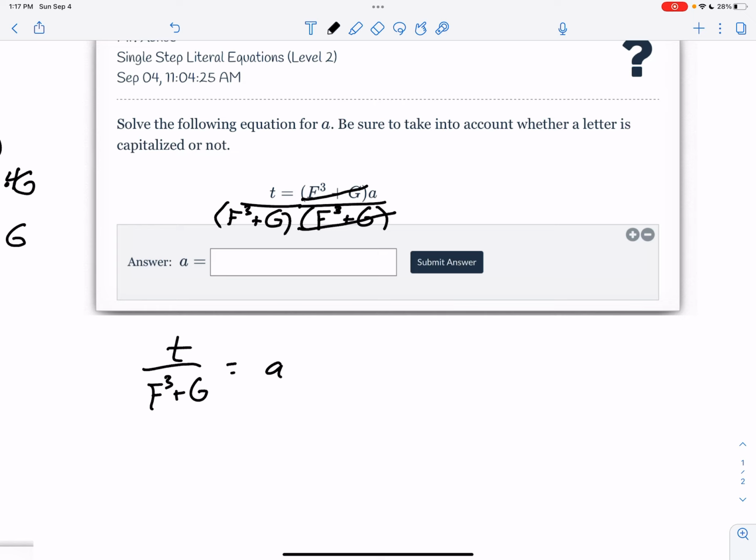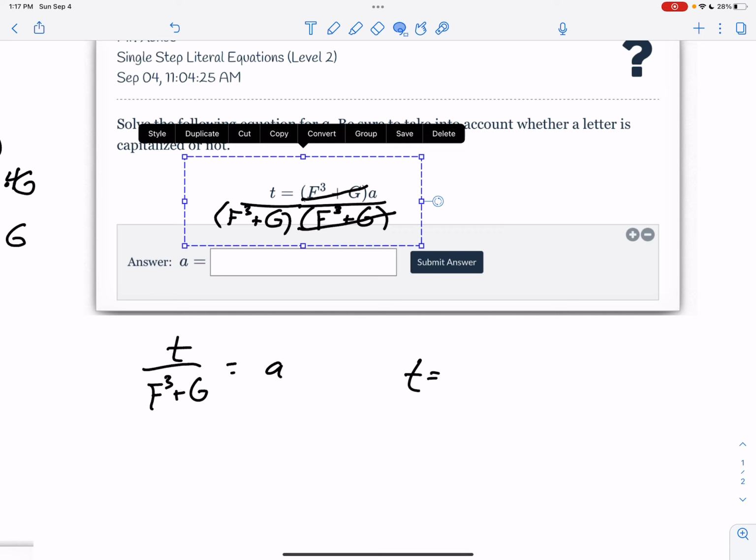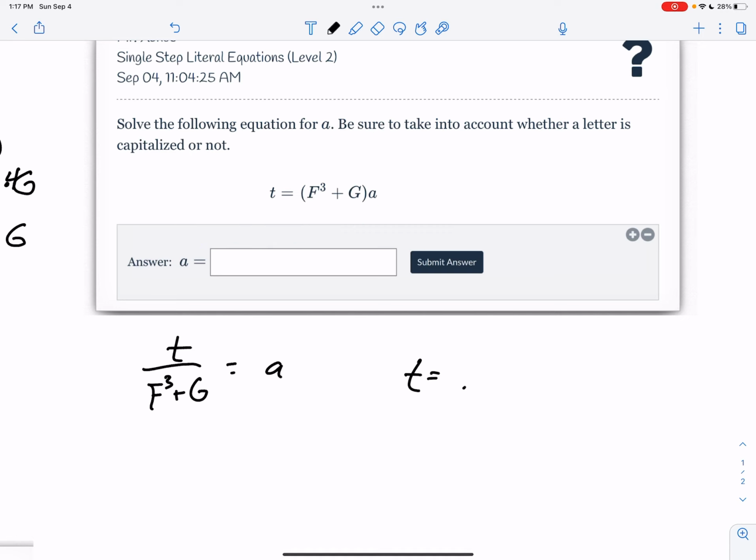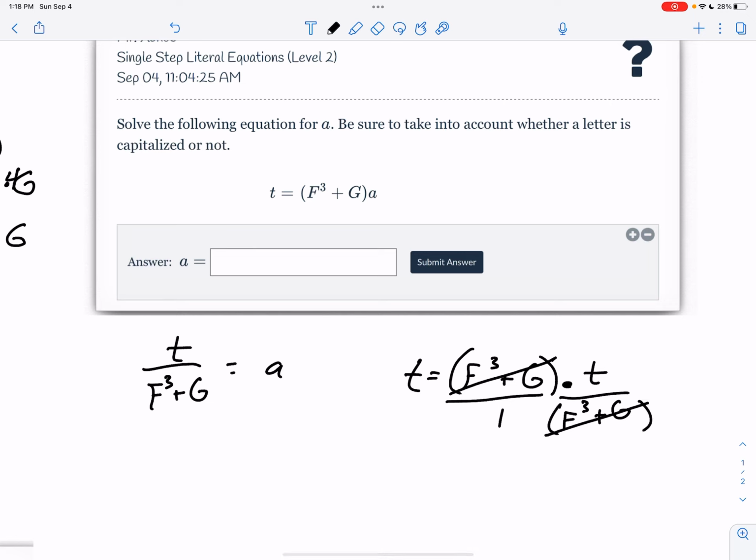But Mr. X, what if I were to plug it in? Go ahead, plug t into the original equation. t equals f cubed plus g, times a. But instead of writing a, I'm going to write what it's equal to. So times, it was originally multiplying, t over f cubed plus g. I can express this over 1 and realize I have this on the top and the bottom, acting as a single factor. If you want to put it back in parentheses, you can. And I get t equals t. Confirmed.